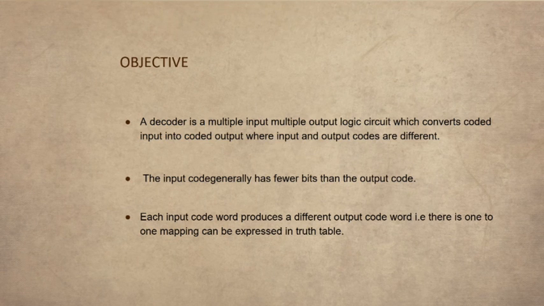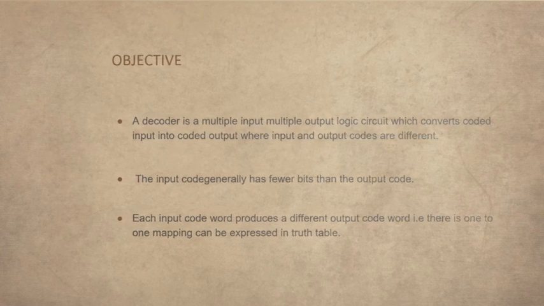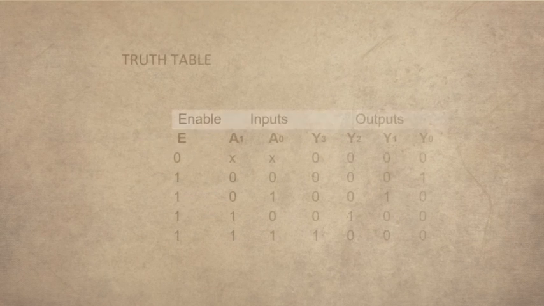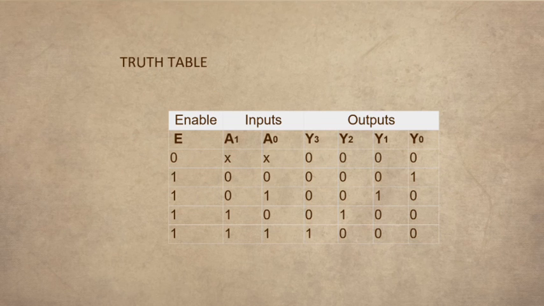This is the block diagram for decoder. Objective. A decoder is a multiple input, multiple output logic circuit which converts coded input into coded output where input and output codes are different. The input code generally has fewer bits than output code. Each input code word produces a different output code word such that there is 1-to-1 mapping and can be expressed in the truth table.